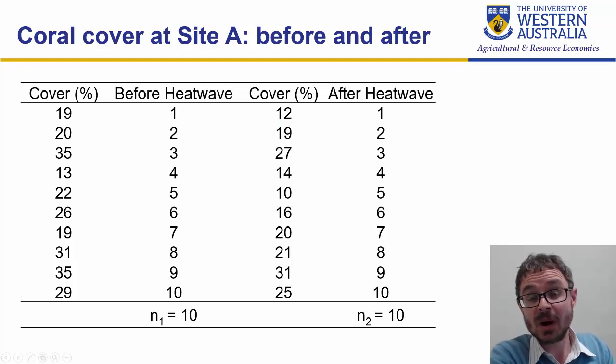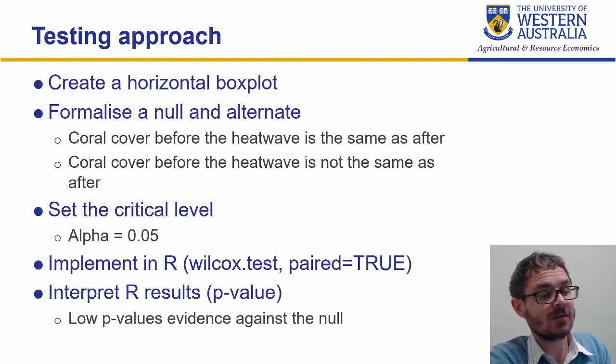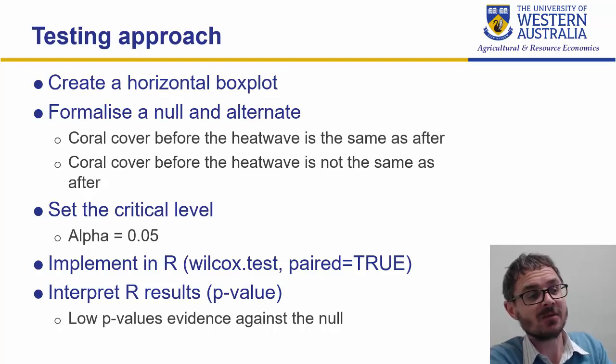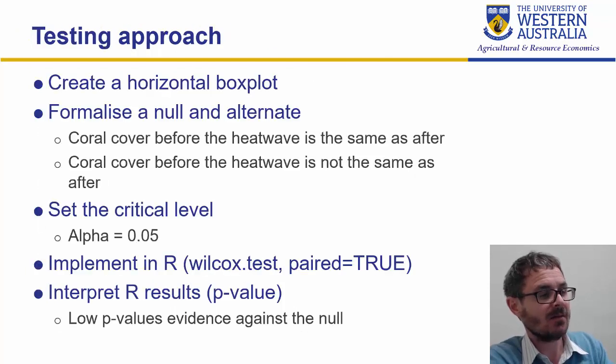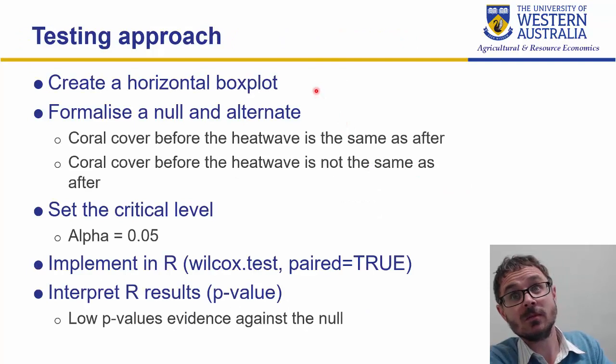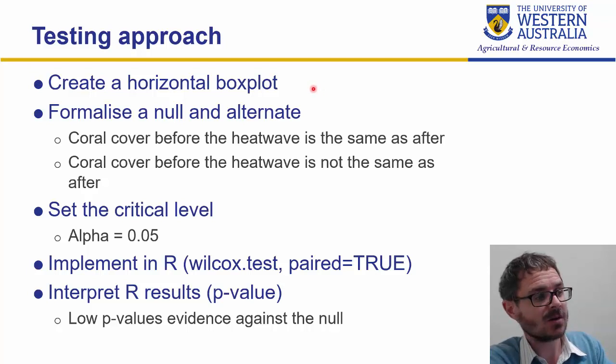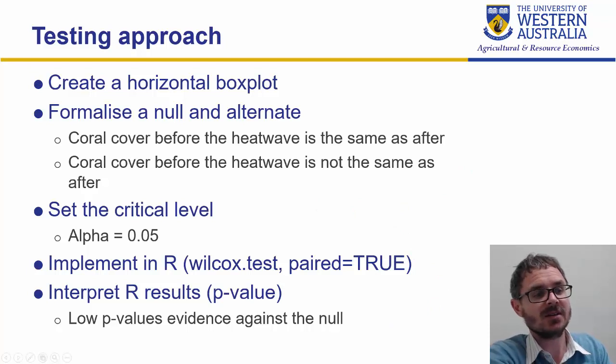I'm going to have my testing approach, no different to what we would do for a paired t-test, other than the type of test that we type into R. We're going to have a formal process to follow: create a box plot, which is because it's a single sample or paired, horizontal; null: coral cover is the same before and after; alternative: coral cover is not the same before and after; alpha; implement the test; apply the p-value decision rule.